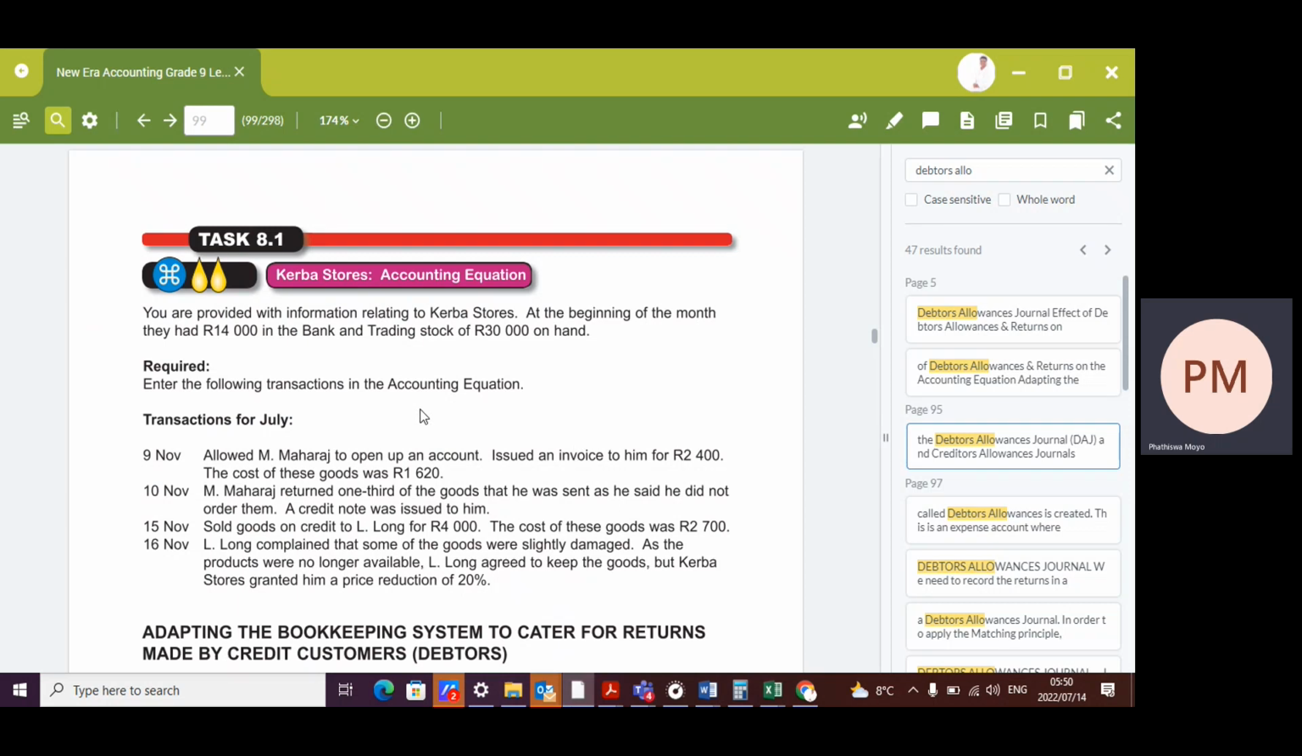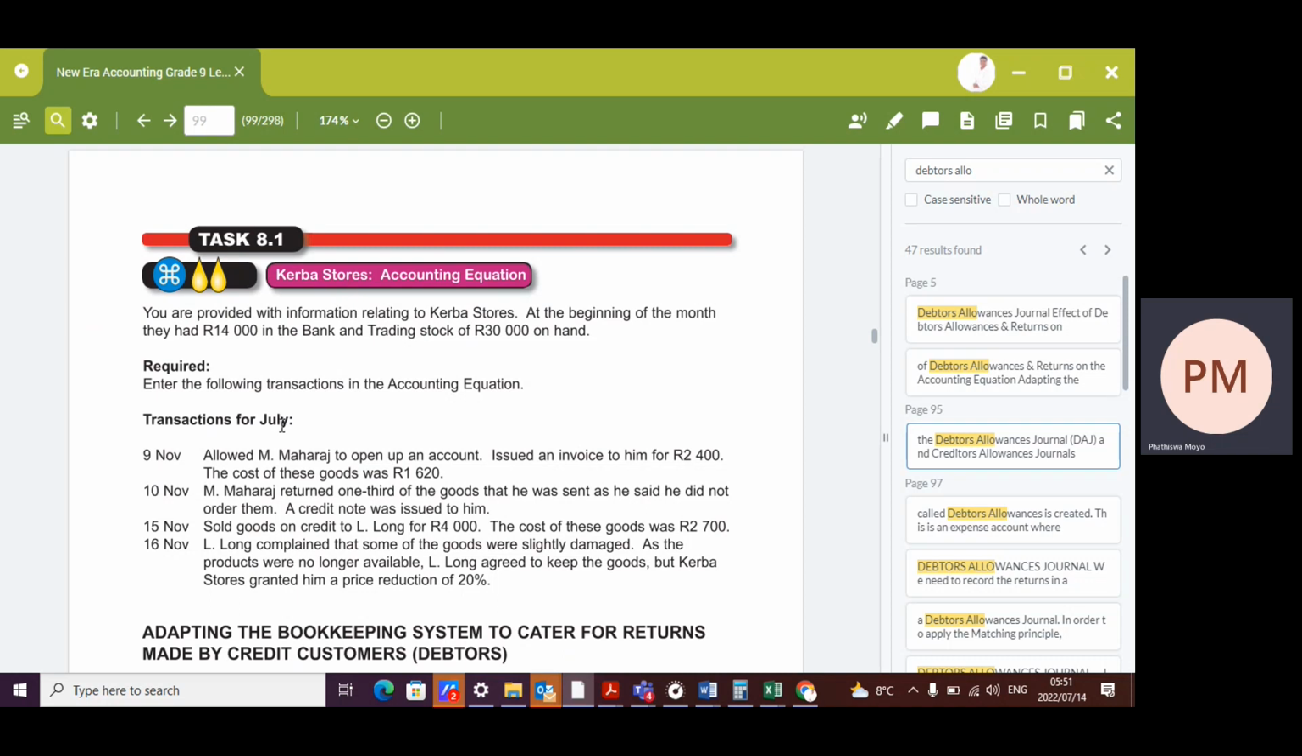So this textbook is not my work, it's New Era. I recommend it. New Era Learner's book, Grade 9. I highly recommend it. So task 8.1, they give you balances at the beginning. Okay, that's fine. Now they say do the accounting equation. Now we're gonna do the debtors allowances, not the accounting equation. Allowed M. Maharaj to open an account, that is transactions for July.